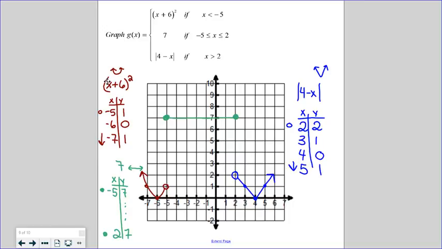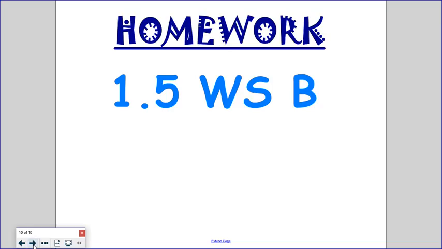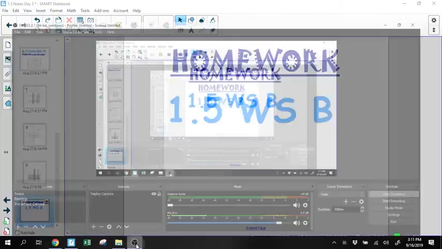All right. Your assignment tonight is a worksheet. You're doing this 1.5 worksheet B. I will put that last one back up there if you need it.